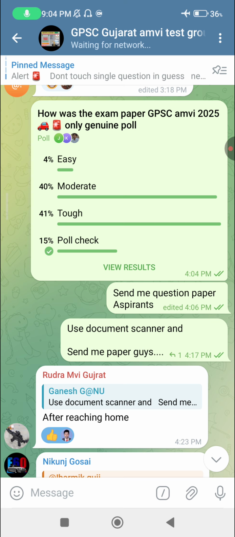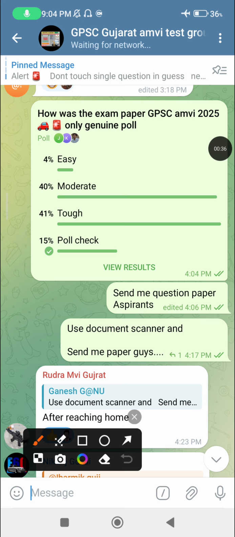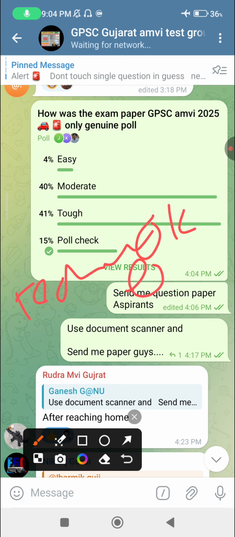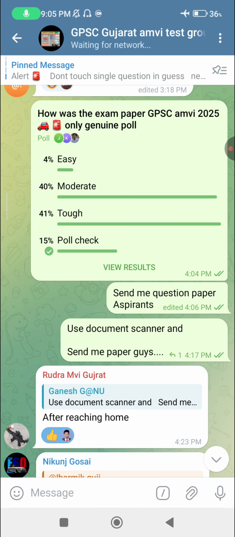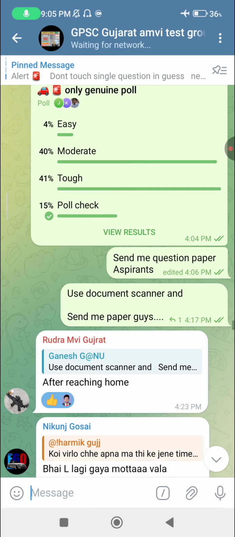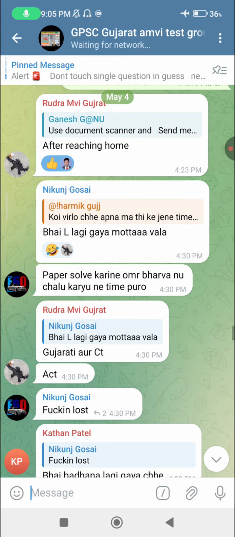First of all, the exam paper. Many aspirants reviewed the technical paper as easy to moderate; they have said both easy and moderate. The Gujarati paper was tough, many persons have said tough. And next, the Motor Vehicle Act was also tough to medium.